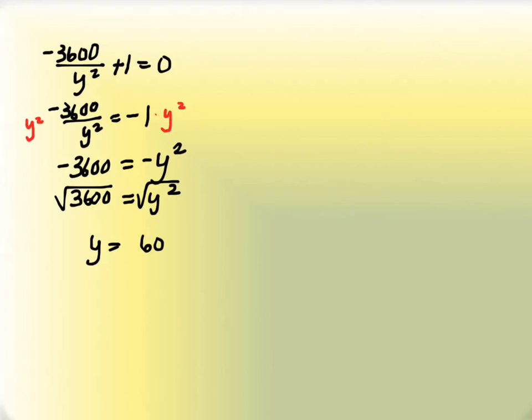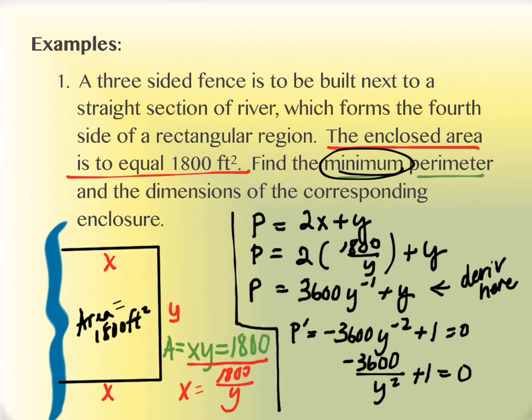60. And technically it's plus or minus 60, but it really isn't, right? Why not? We can't have a negative 60 because what is that y representing? A distance or a length, okay?